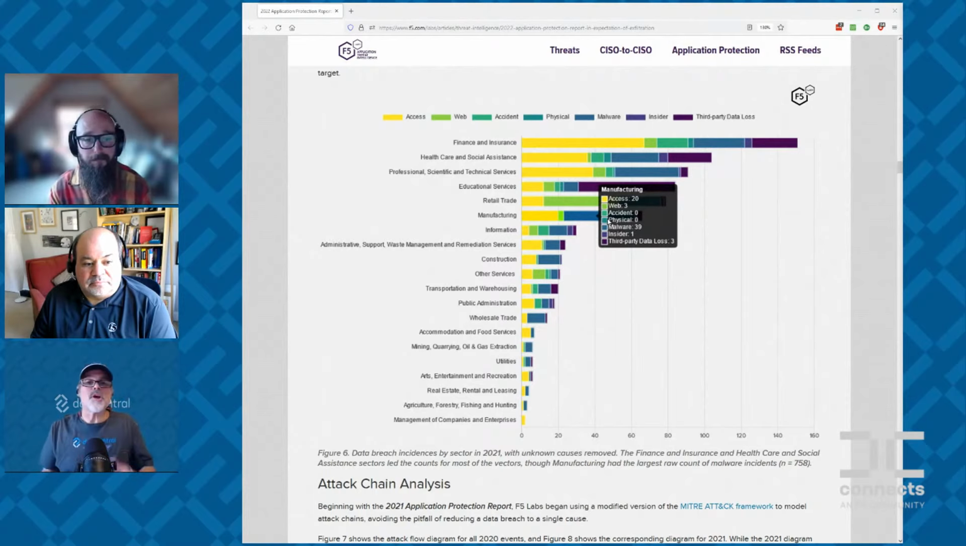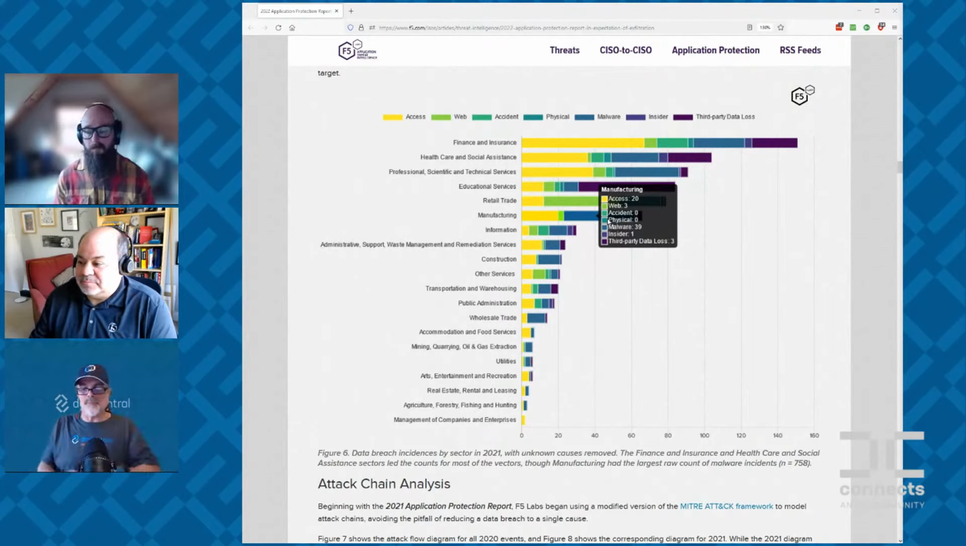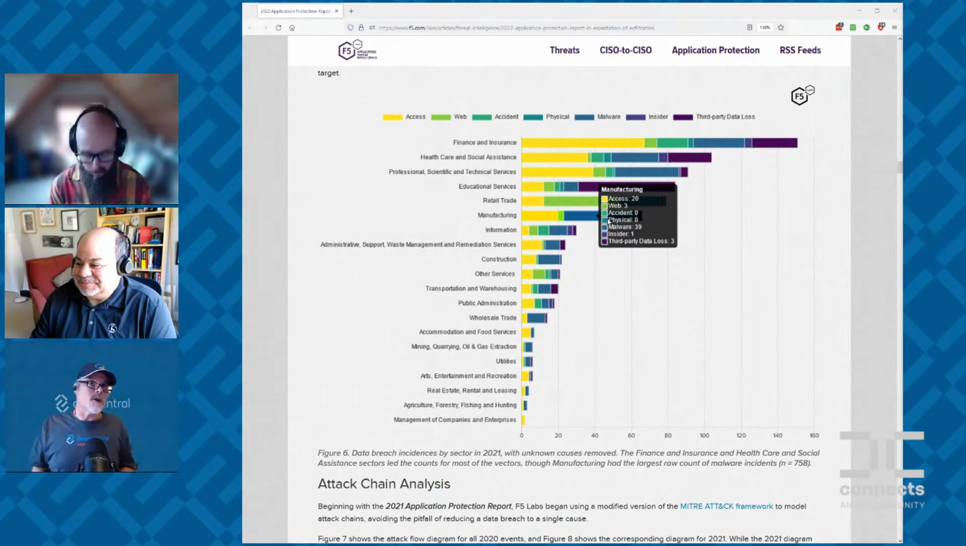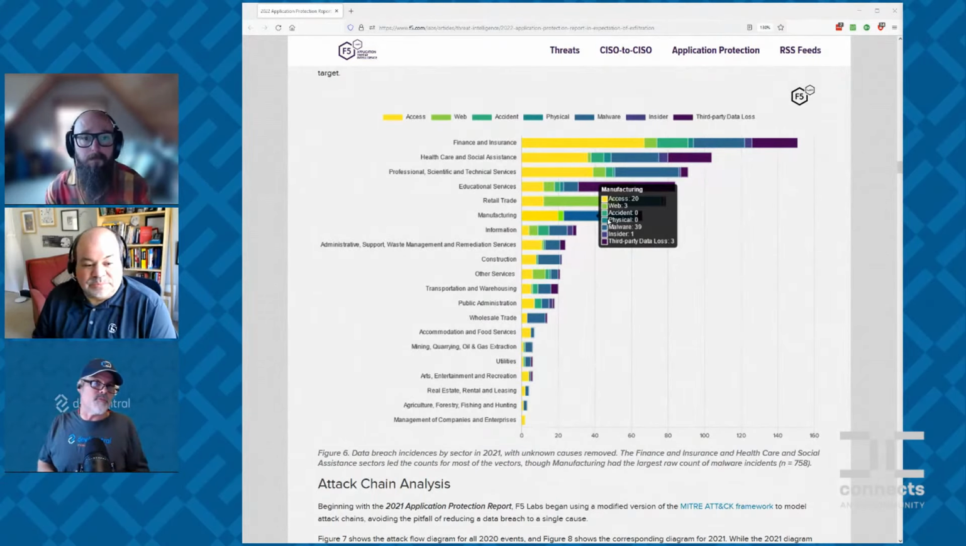Wow. Well, we're coming up on time already. We talked about the methods and the motivations. What about some of the mitigations for these types of attacks?